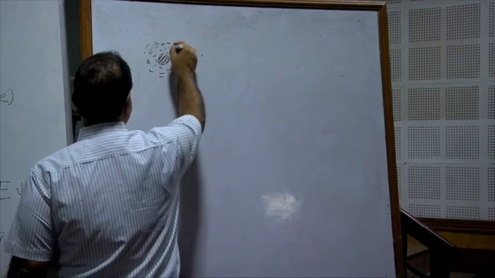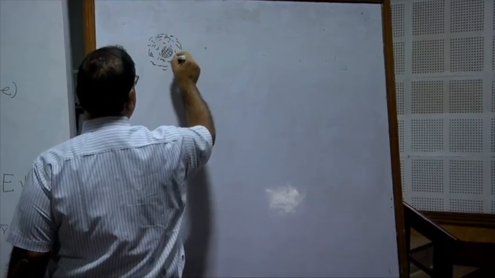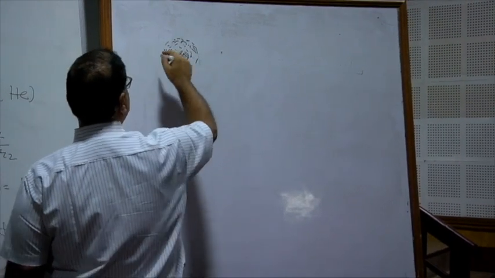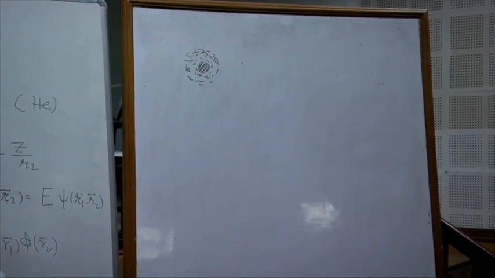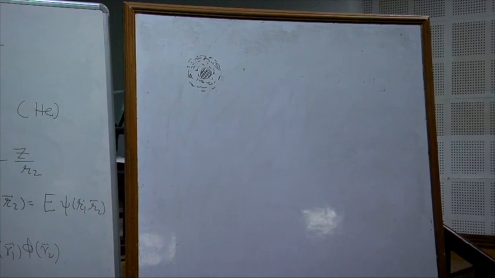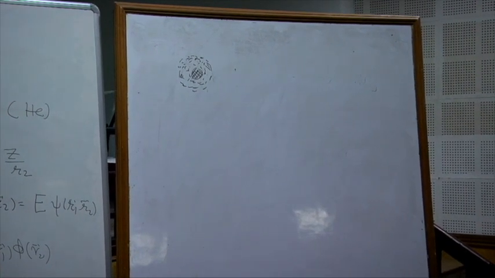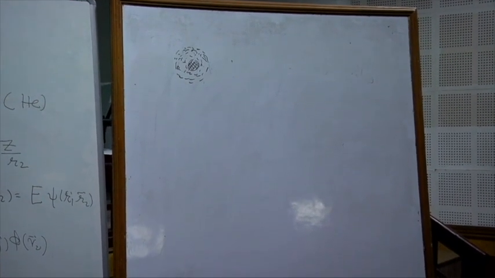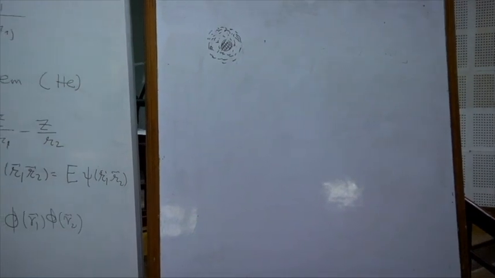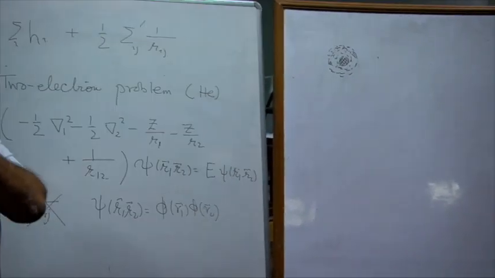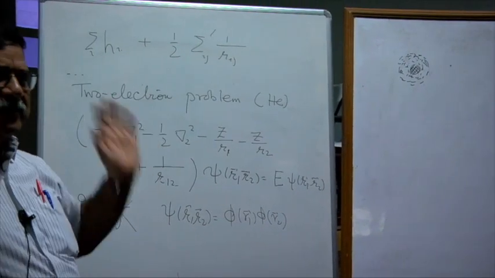So bear with me. And the other electron is also doing the same thing. The other electron is doing exactly the same thing. But that should not happen if there is this interaction picture, right? If there's an electron-electron interaction. Let us just go to the simplest thing that you had.